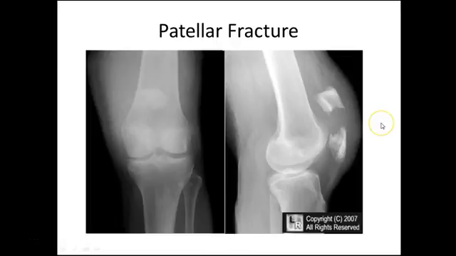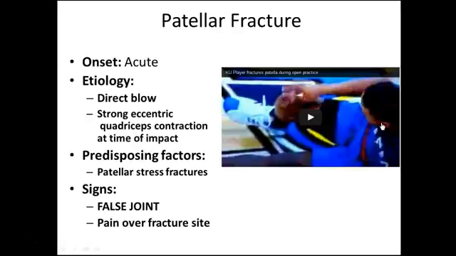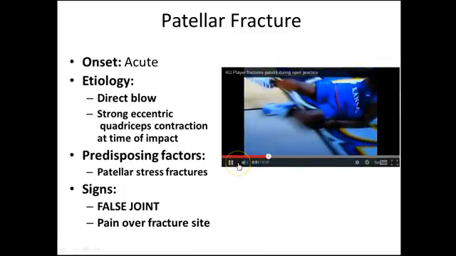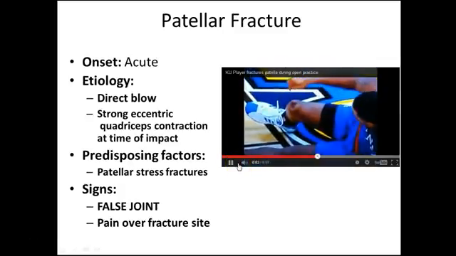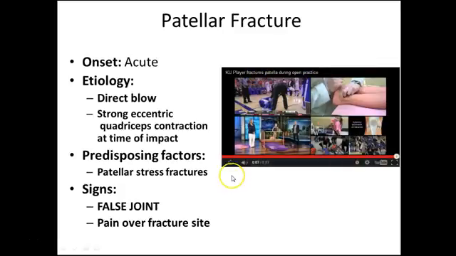Most often though, the mechanism of injury is going to be honestly a direct blow to the patella. And so I said the etiology is direct blow. Like I said, you could also have a strong quadriceps contraction as well. And so let's take a look at this video here to see what the patient would present like. And so if you take a look at the basketball athlete, I mean, it is clear that his patella is fractured, right?